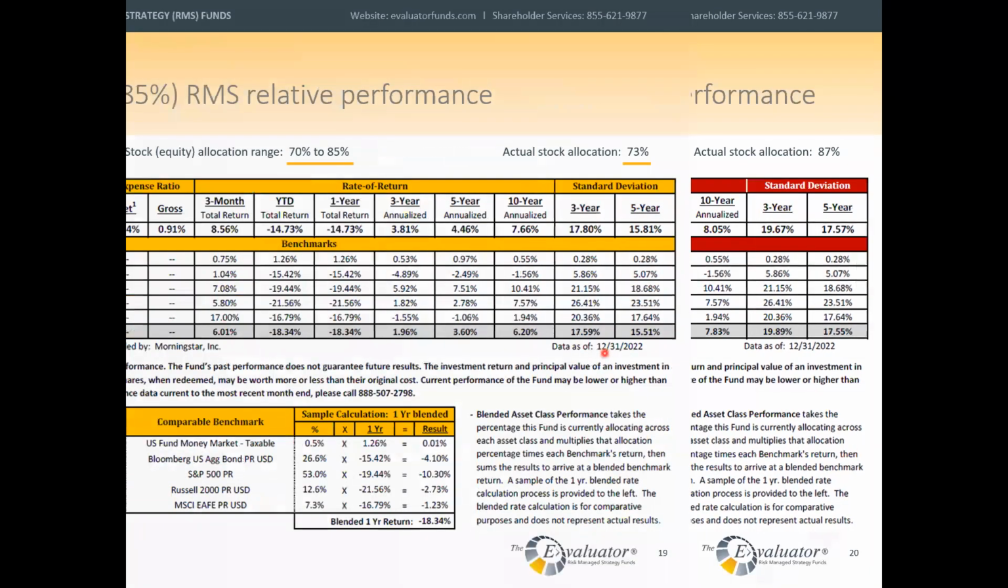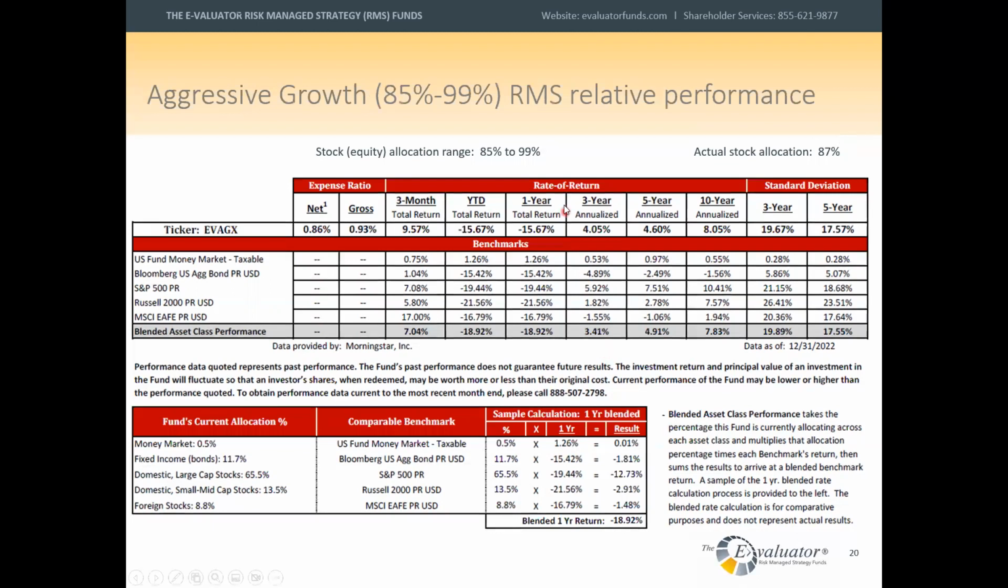And then the last investment would be the aggressive growth. This one will always have at least 85% in stocks. Right now it only has 87%, so it's at the lower end of the scale. It has about 8.8% in foreign stocks, 13% in small caps, 65% in large caps. The rest would be in fixed income or money market.